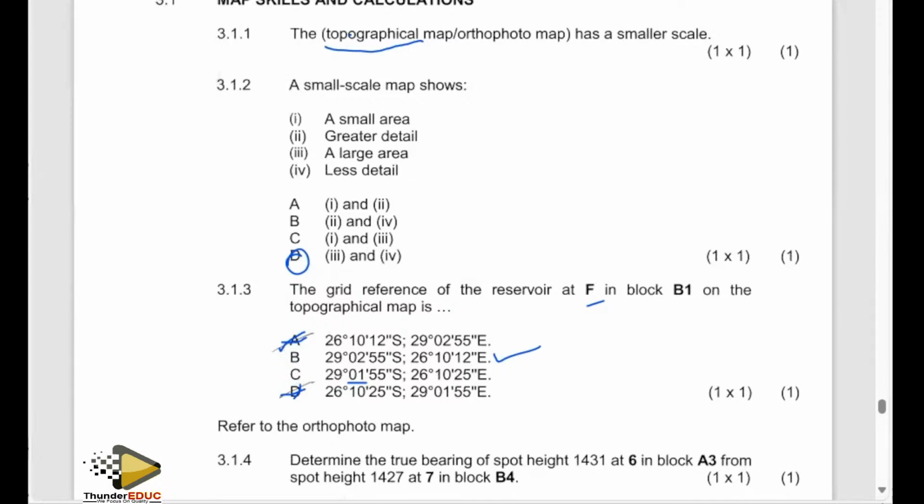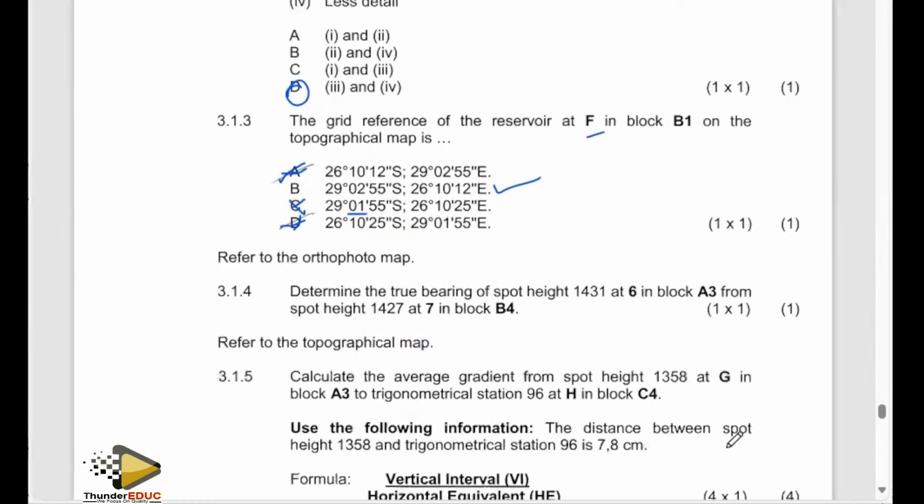C has been phased out because of the wrong minute value for latitude. So the correct response for that one is B. Move on to the next question.